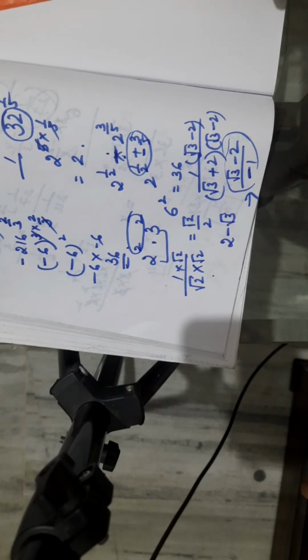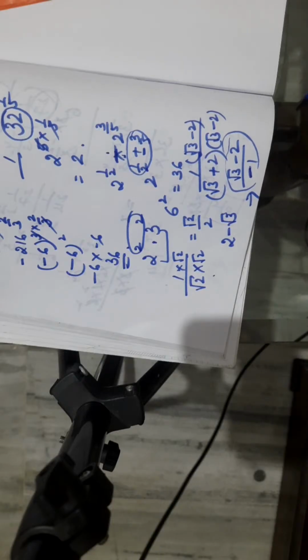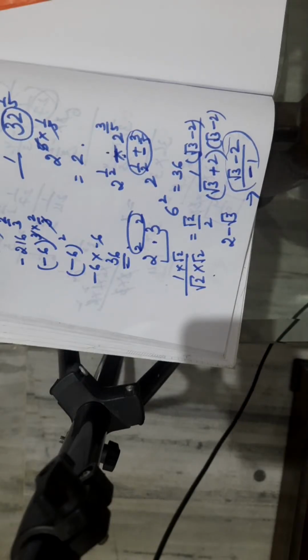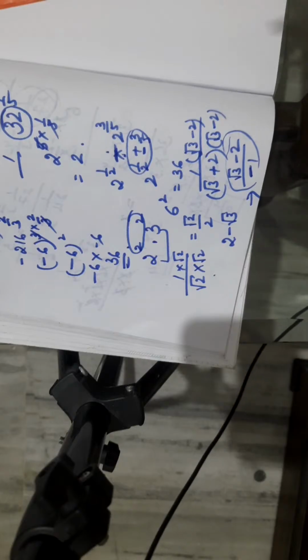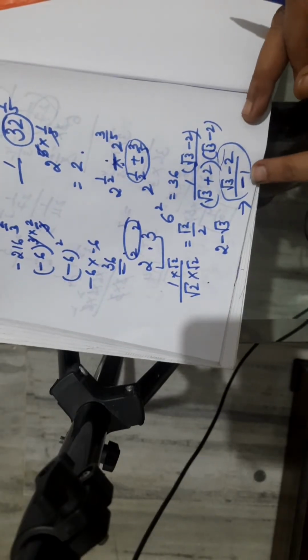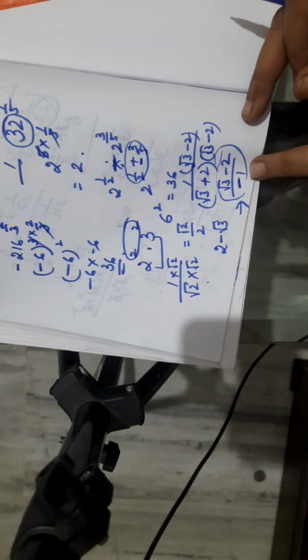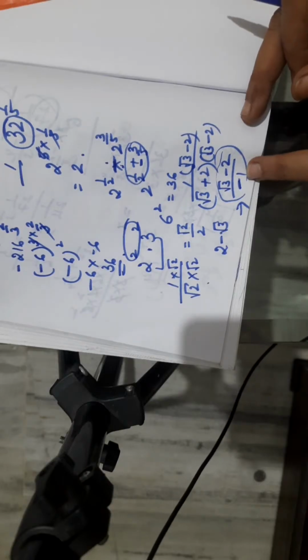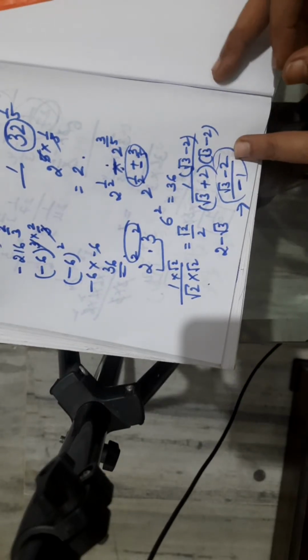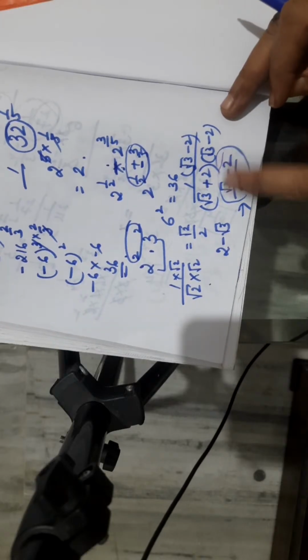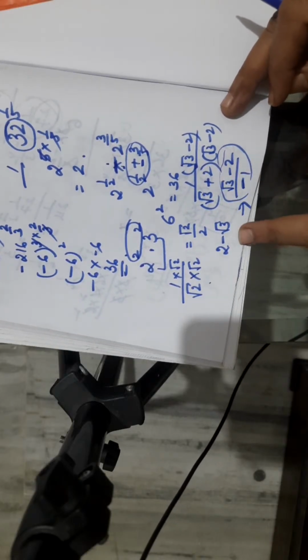Once again I am repeating, if in the exam it is asked to write the number in standard form, while writing the number in standard form, a negative number should not be there in the denominator. So that sign has to be shifted to the numerator. So negative will become positive, positive will become negative.